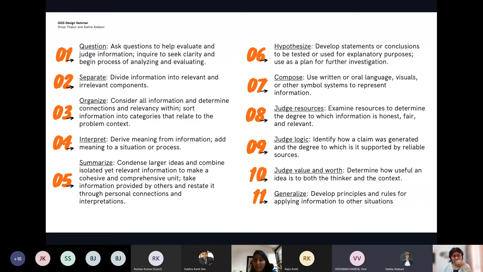Very, very interesting point. Does anyone from the participants like to agree or disagree on the same? It's just really genuinely interesting for me. Yes, Mr. Roshan, please take on.